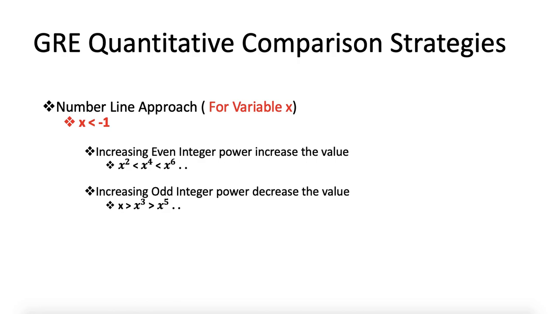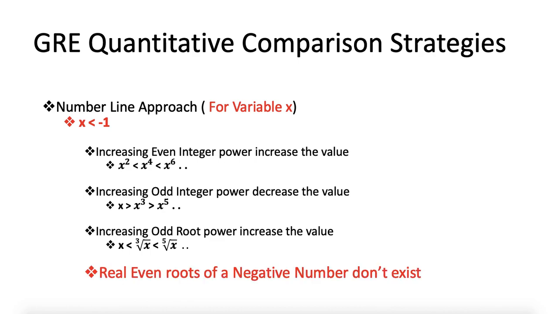And now if I consider the odd roots, the value will increase. For example, if I have x is equal to -8, if I take the cube root of that, that will become -2. So -2 is greater than -8. That's why increasing the odd root increases the value. And the last thing which we discussed earlier, negative values don't have real even roots.